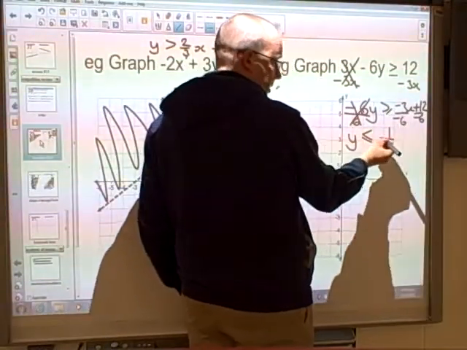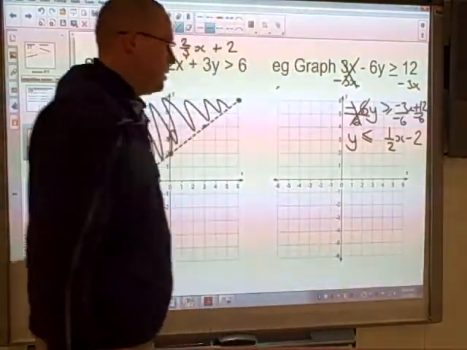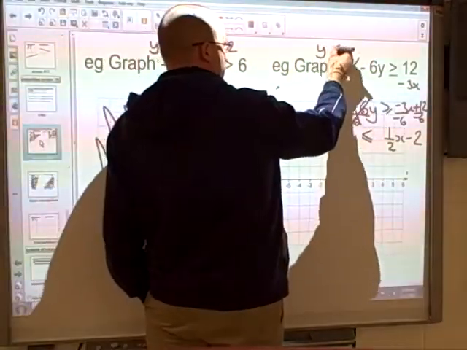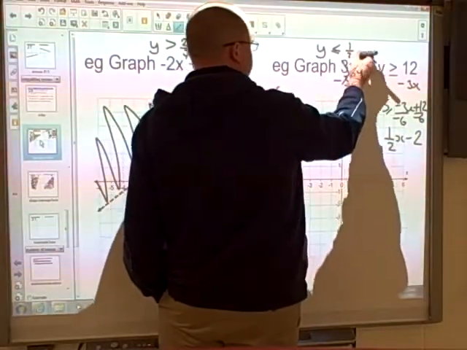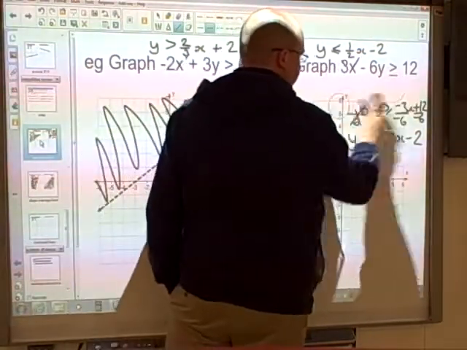And 2 negatives make it positive. And 12 divided by -6 is -2. So I'm going to go ahead and put subtract 2. So we go ahead and change our question to make it into slope intercept form. And then we can go ahead and start to graph this.